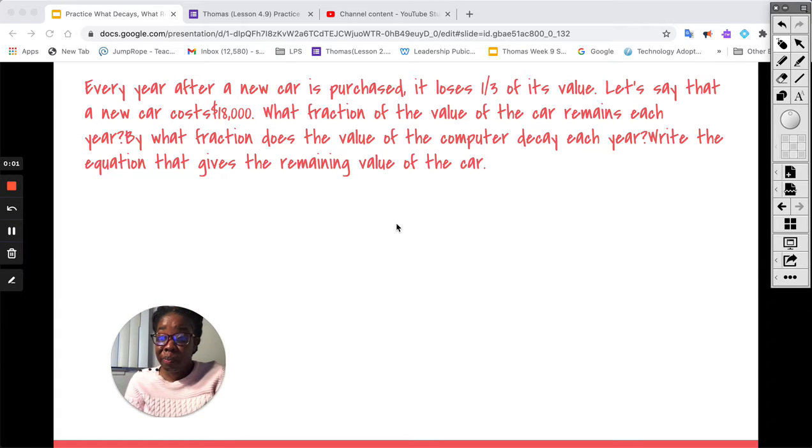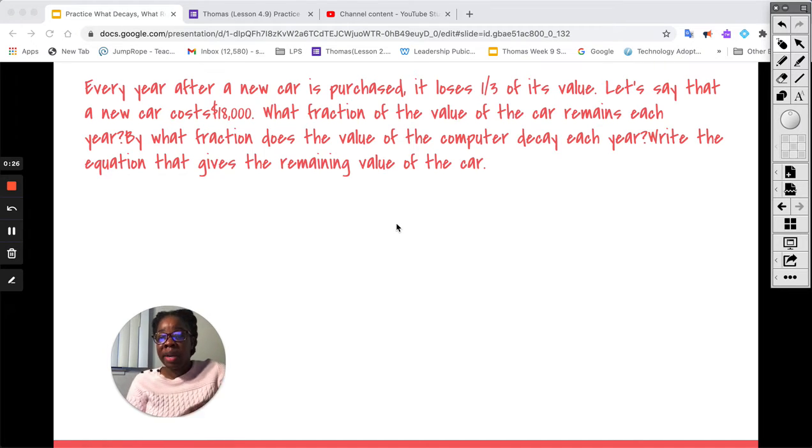Okay, we have a meaty question here. It says every year after a new car is purchased, it loses one third of its value. Let's say that a new car cost $18,000. What fraction of the value of the car remains each year?